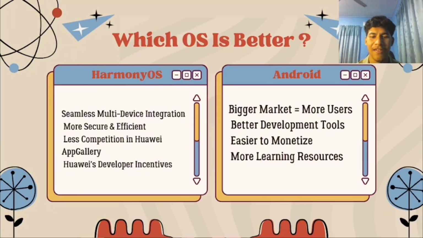So, in summary, Android is still the better choice for developers right now because of its larger market, better tools, and higher earning potential. However, if you are interested in IoT, smartphones, or Huawei's growing ecosystem, HarmonyOS could be a great opportunity in the future. If Huawei continues to improve its platform and expand globally, it might challenge Android in the long run. For now, I will personally choose Android for development.